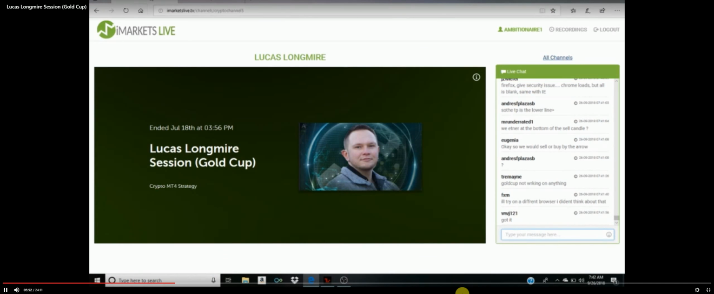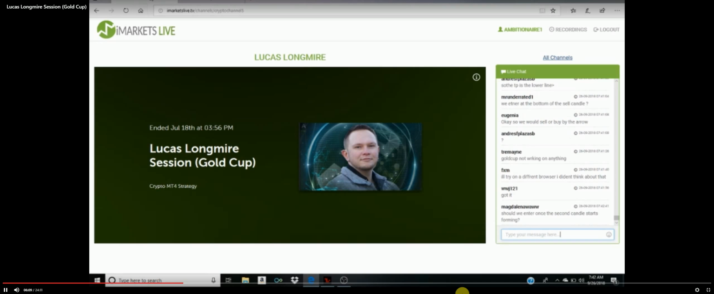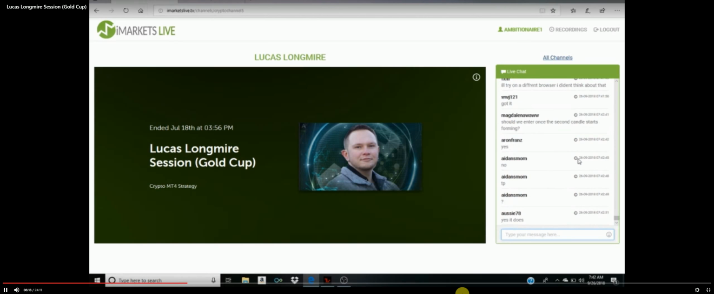Yeah, they're still working on the kinks. Definitely use the laptop for right now. What happened was they didn't expect so many users to be using Forex or using the app, so that's why there are a lot of technical issues. Should we enter on the second candle it starts forming? Yes. Once the candle closes, that is singled out, right?